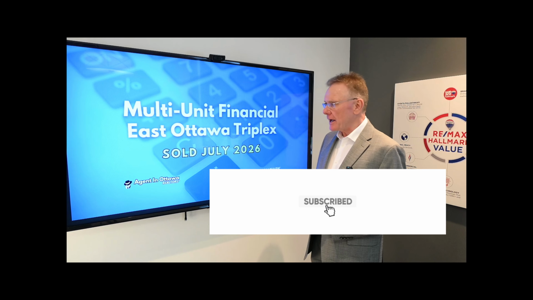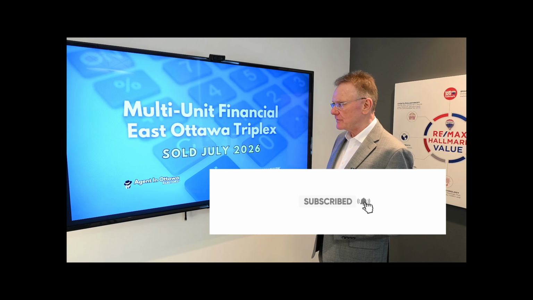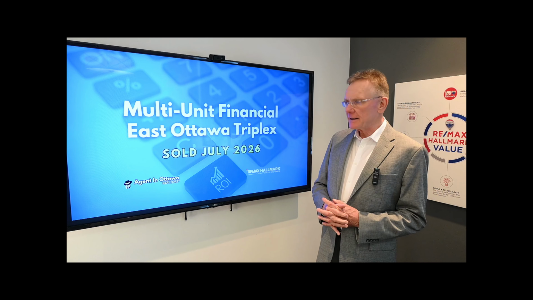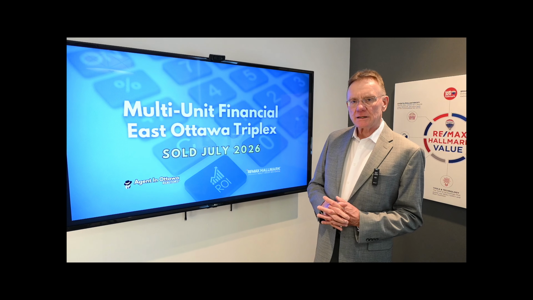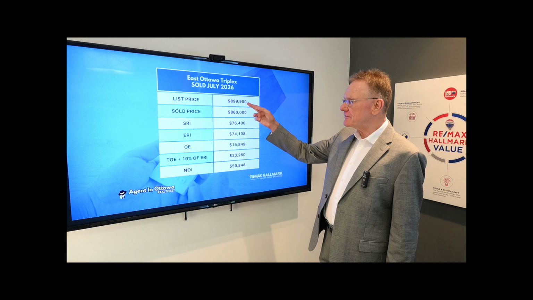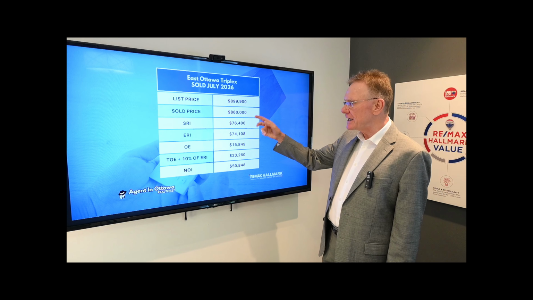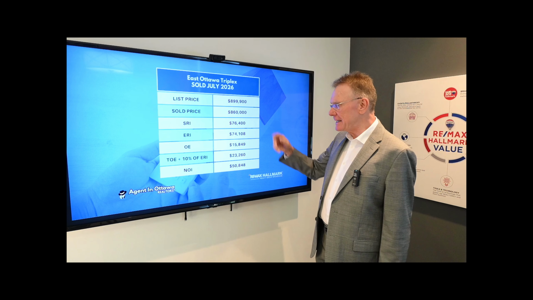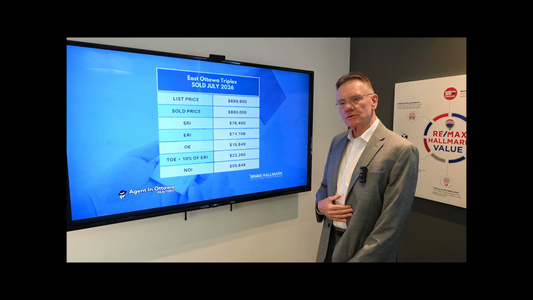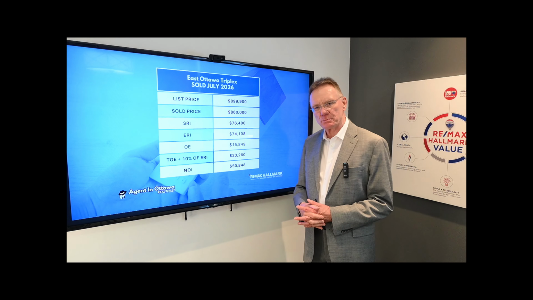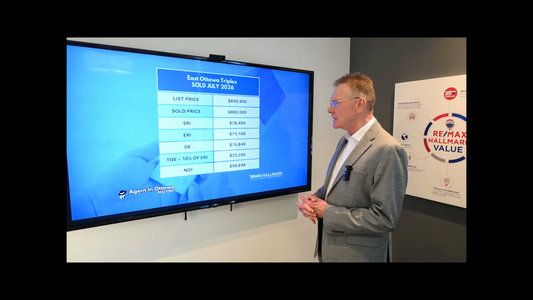Now, taking a look at this month's property, it is a 3-unit building that sold in July. If we can move to the slide. Okay. So it was listed for, call it, $900,000. It sold for $860,000, and as a calculation per unit, that's $287,000 per unit.